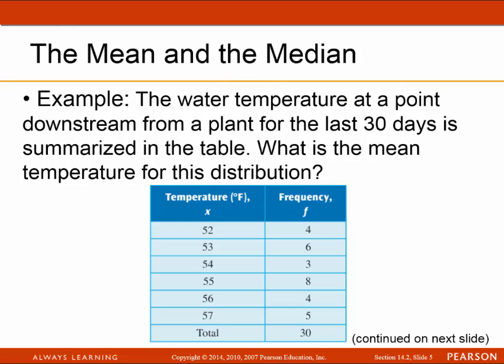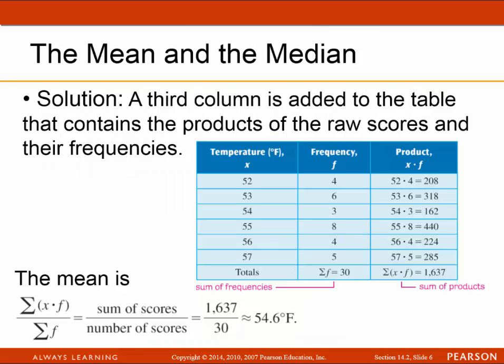So next, let's look at water temperature. Water temperature at a point downstream from a plant for the last 30 days is summarized in the table. Here we have a frequency table that we learned in 14.1. What is the mean temperature for this particular distribution? Here it's a little different. We're not just going to add the x's.